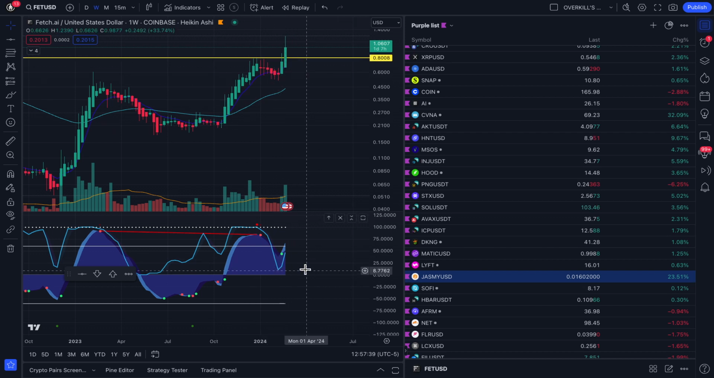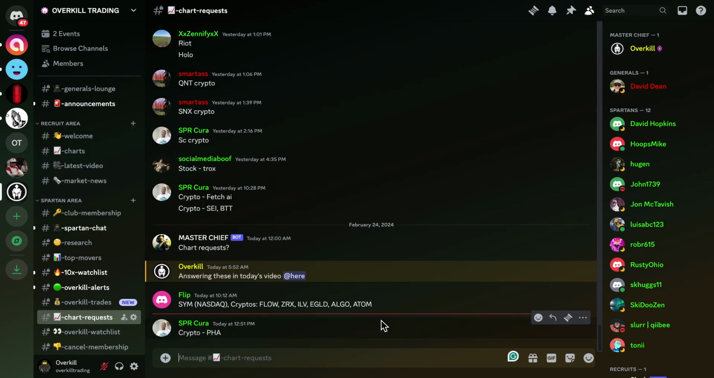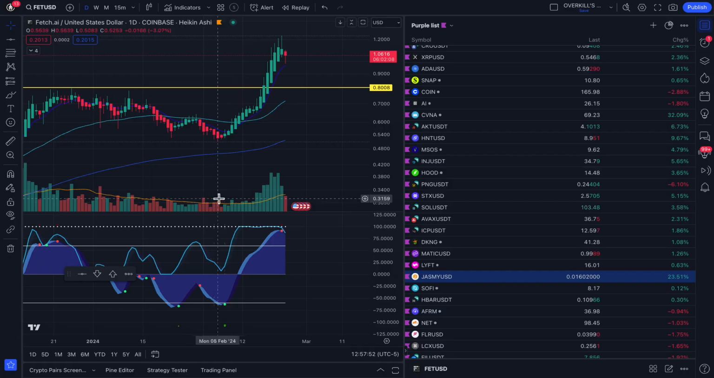So fetch, again, nowhere near 100 yet. So I'd be a holder, but the daily tells me we could potentially come back down to 72, which I don't want to hold through a 30% dip most of the time. So that's your call there.